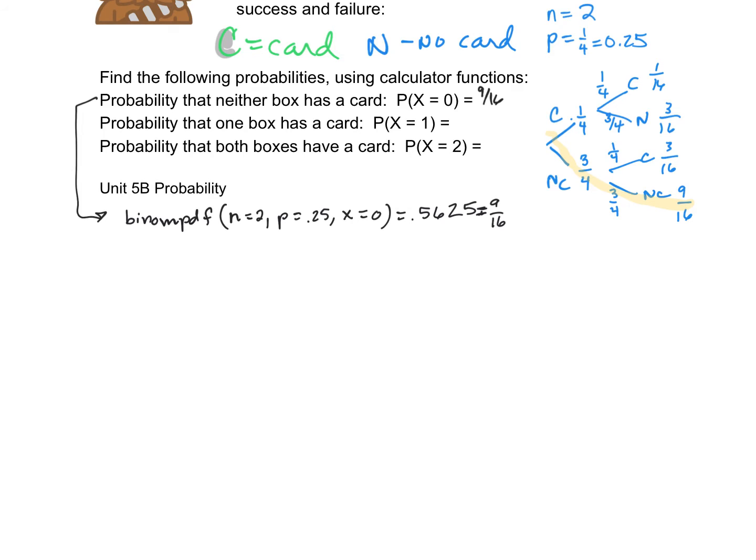Probability that one box has a card. Be careful. I'm going to use red. Could be this or this, so you have to add them. That's 6/16. You just want to simplify it. You don't have to.